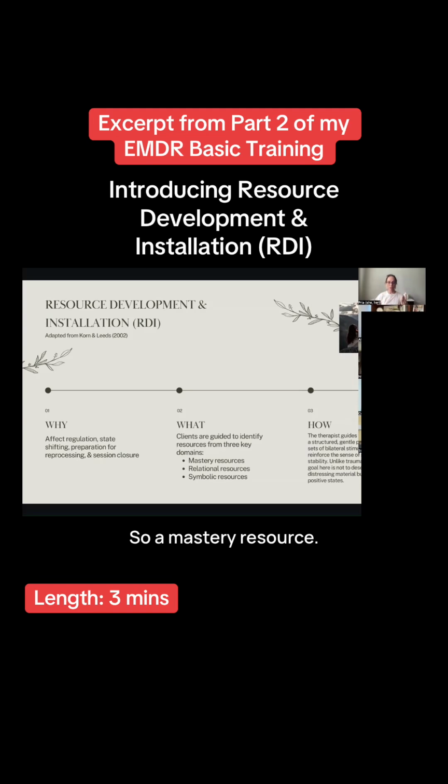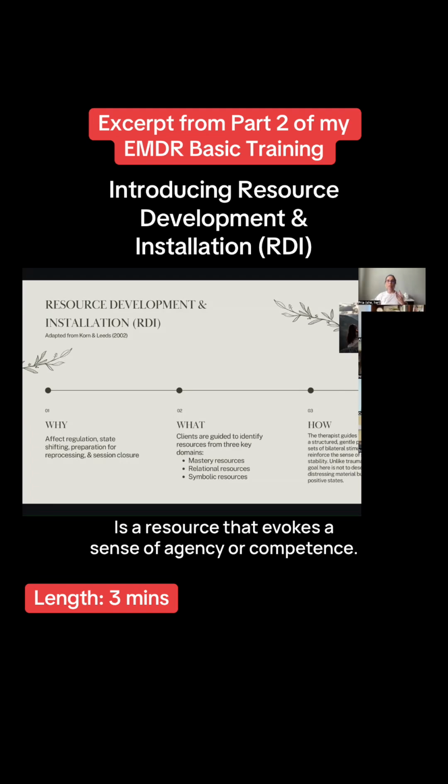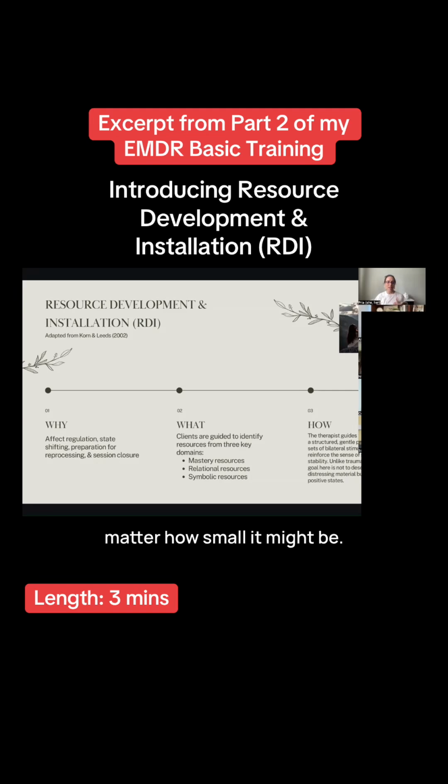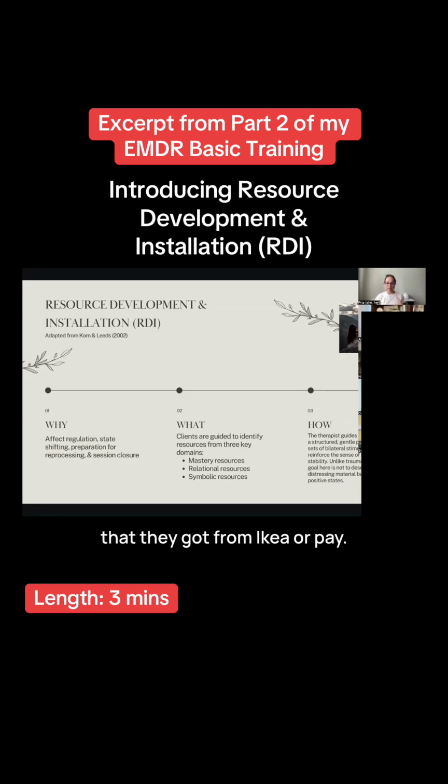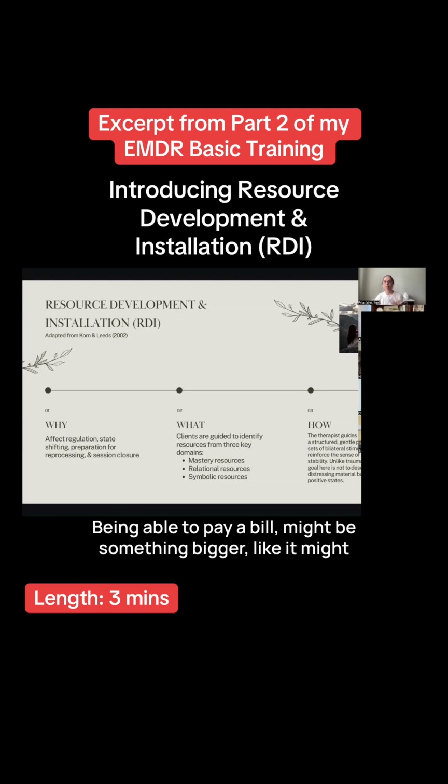So, a mastery resource is a resource that evokes a sense of agency or competence. And that might come from a real experience. And some examples of mastery resources with clients might include a memory of a personal achievement, no matter how small. It might be a memory of putting together a piece of furniture that they got from IKEA or being able to pay a bill.